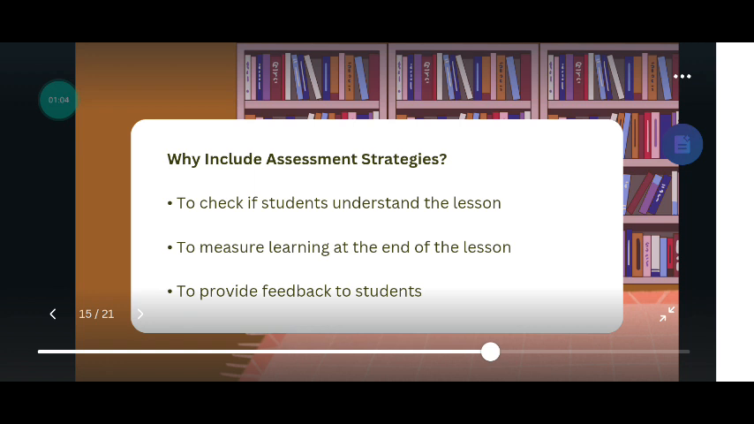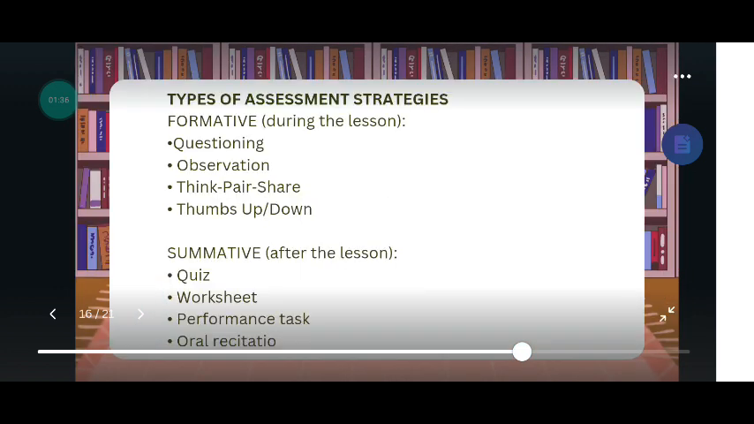Second is to measure learning at the end of the lesson. So it is like understanding the students, to measure if they really understood the lesson. Last is to provide feedback to the students. After your assessment, you can provide feedback to the students on whether or not they had learned your lessons. So let us proceed to the types of assessment strategies.